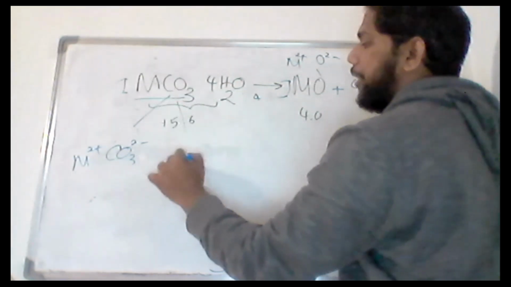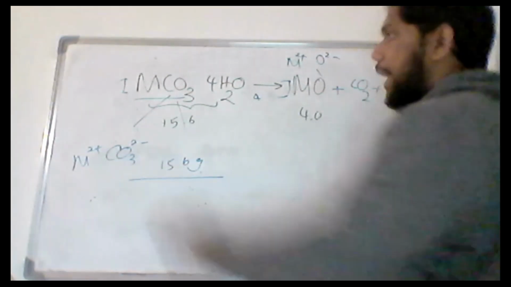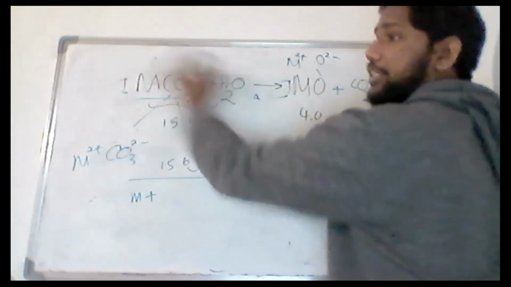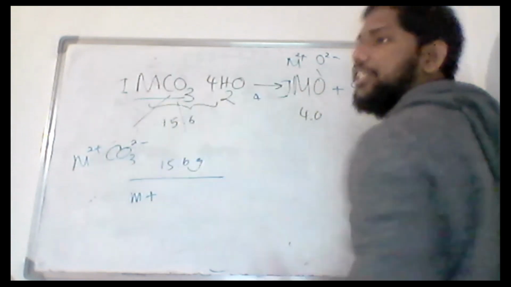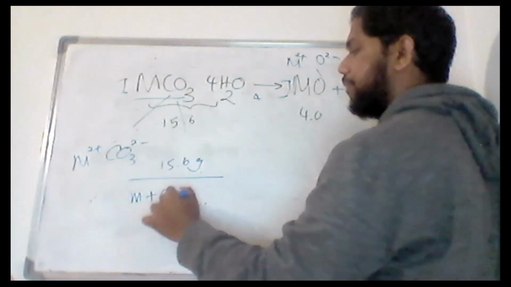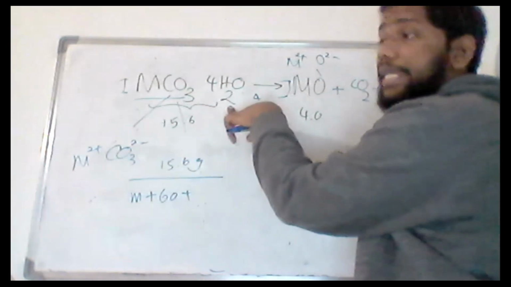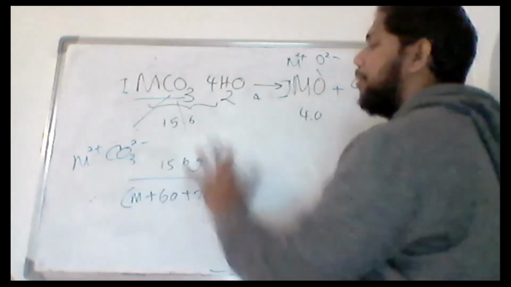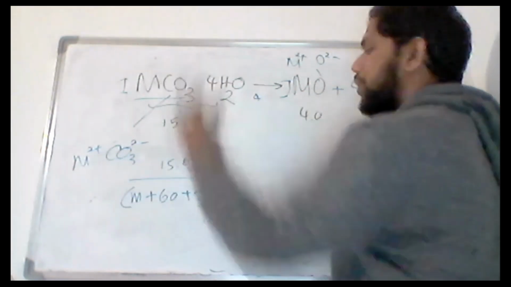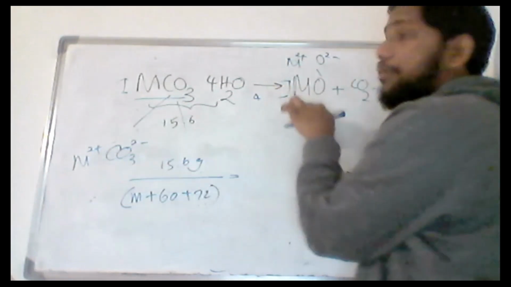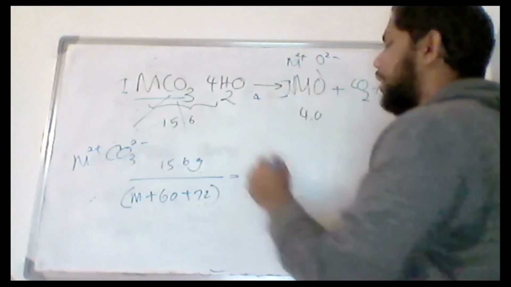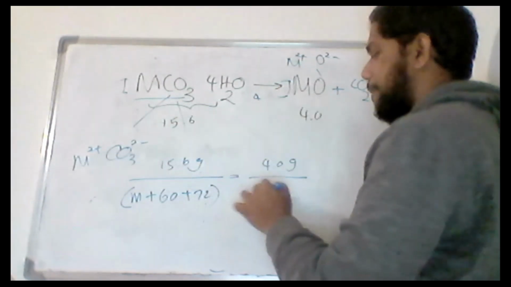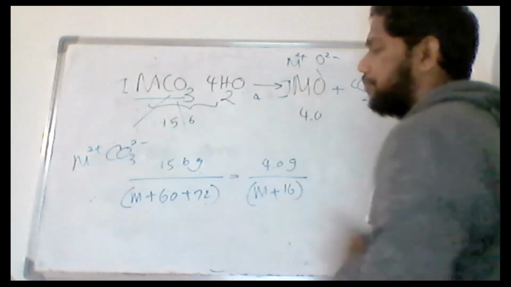It will be 15.6 grams that is used over the molecular weight of this compound. M we don't know, so I will put M plus. Carbon is 12, oxygen is 48, so it will be 60, plus H2O is 18, and 18 times 4 is 72. So this is the number of moles of the compound that you use. And this will be equal to the number of moles of the product that is given out. And this will be 4.0 gram over the molecular weight, which is M plus 60.